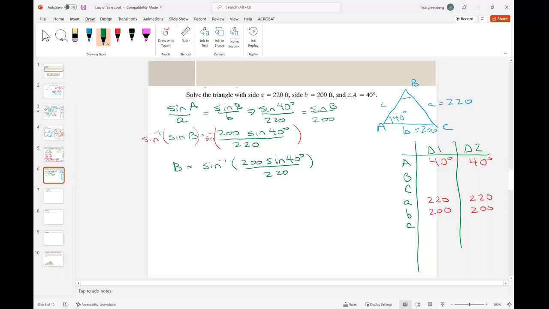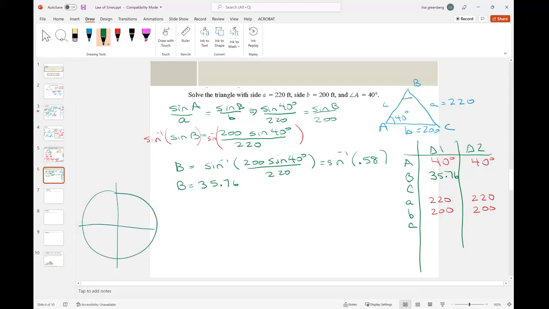So this equals, I'll just give you the in-between value also in case anybody wants to do it. I get 0.58. I'm just going out to 2 decimal places. I take the inverse sine of that and I get B is equal to 35.76. Okay, so now I know B is equal to 35.76. That's the angle in quadrant 1.